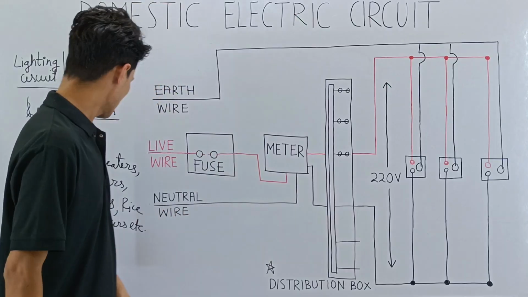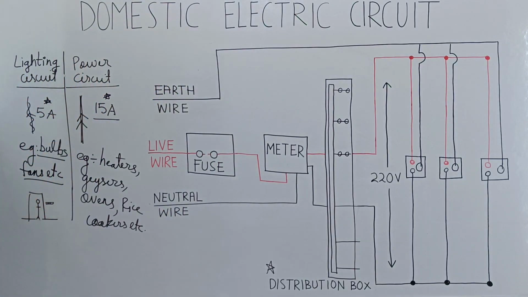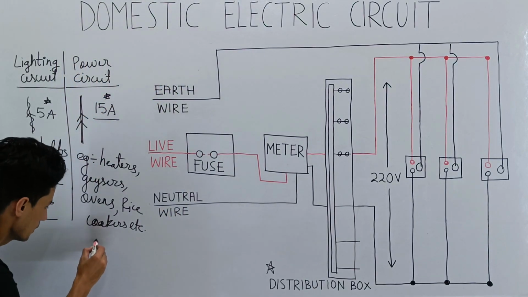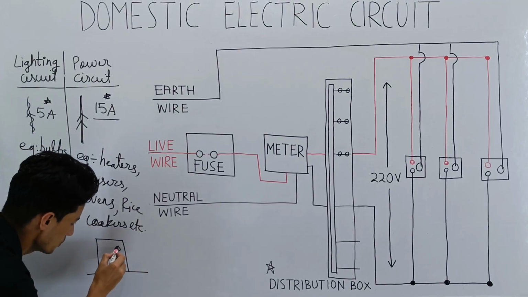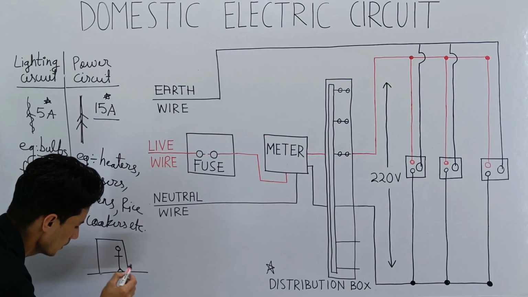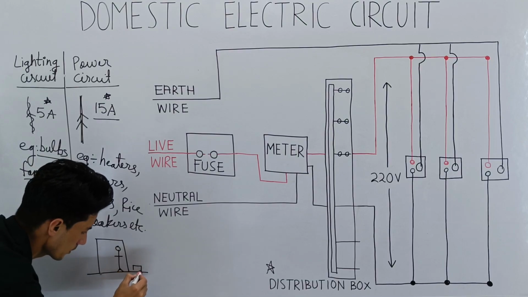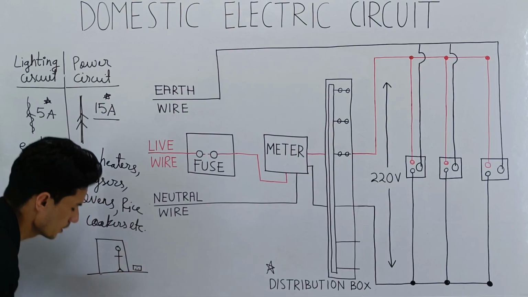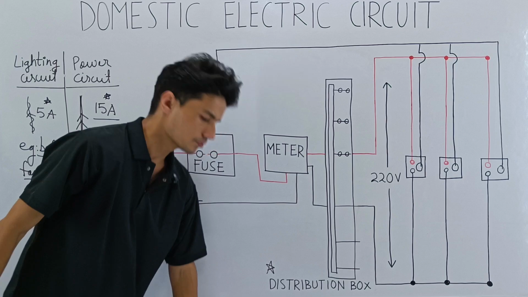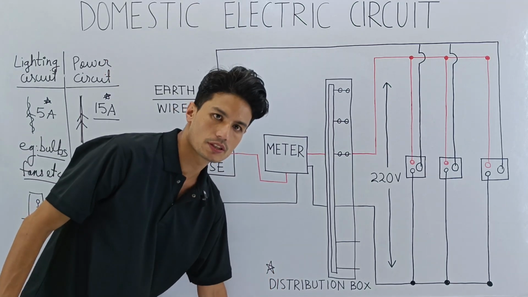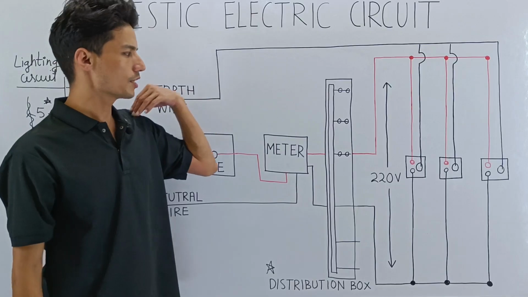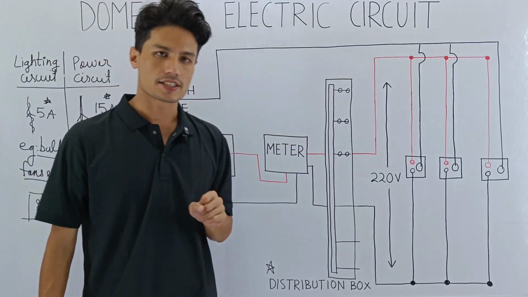Then the power circuit. Where will it be? Let's say this is the door, and this is you, very tall fellow. Then the power circuit will be somewhere here, below, towards the down. Go and check. The one below is for power, and the one at your shoulder level will be the lighting circuit.